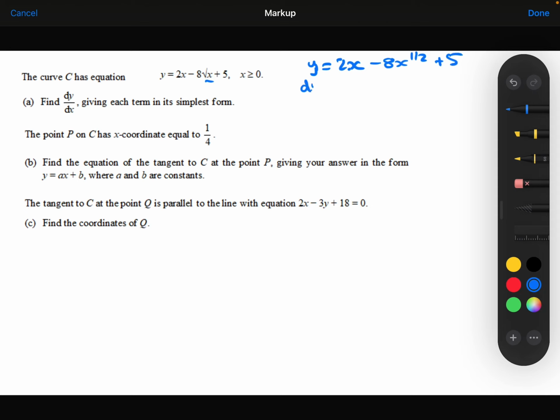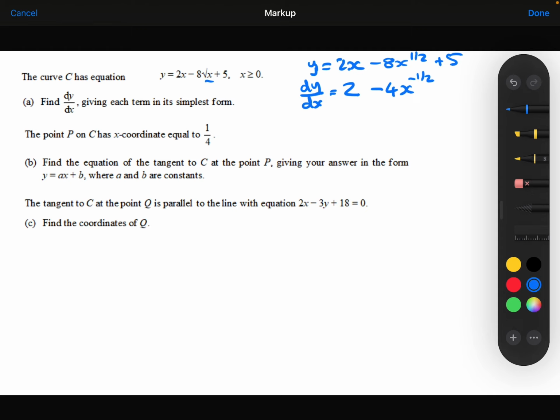Now we can differentiate, so dy by dx is equal to 2x, will differentiate to be 2, the 8x to the power of 1/2, so 8 times 1/2 is 4, take 1 away from the power, so the half becomes minus 1/2, and the 5 will differentiate to be 0. So that's my answer for part A.